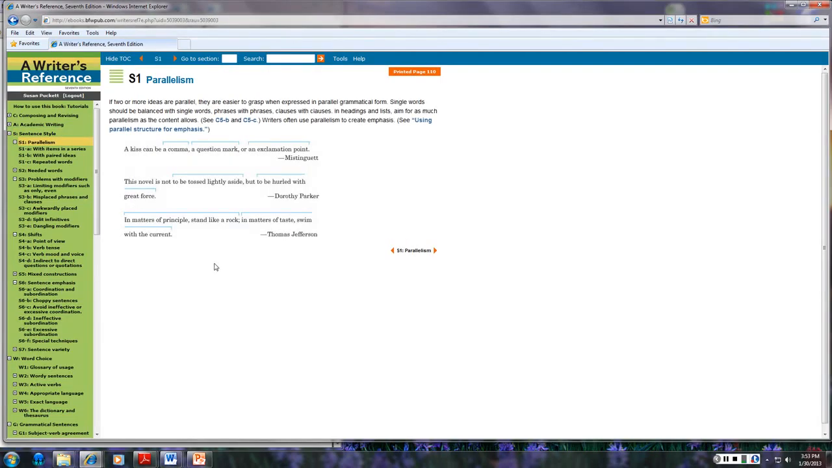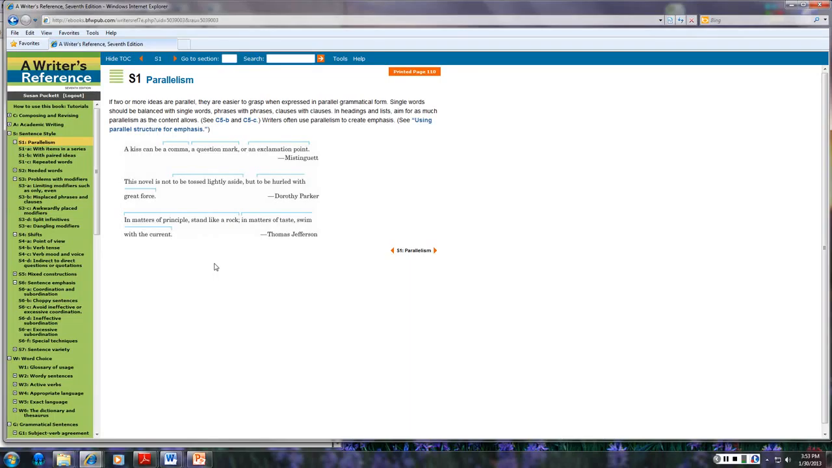If ideas are parallel, that is, if they have the same grammatical structure, a noun with a noun, a phrase with a phrase, then that creates a kind of emphasis. When you have items in a series, paired ideas, or repeated words, you want to put those in parallel form. If you notice the examples here, in the first one you have nouns. A kiss can be a comma, a question mark, or an exclamation point.